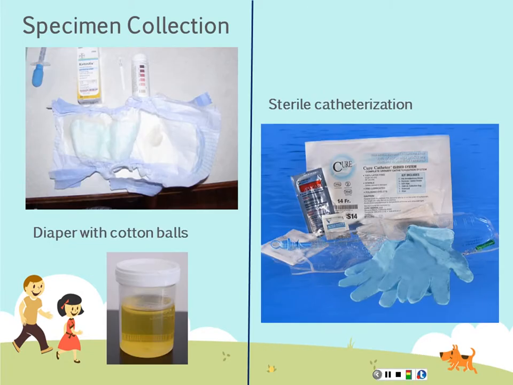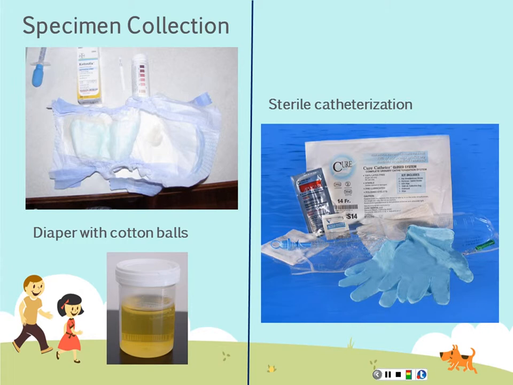Another way you can do that is to put cotton balls in the patient's diaper itself, and then turn around and squeeze the cotton balls into the specimen cup. And then if the child is old enough to understand, you may be able to get down with them and have them use a urine hat or some type of collection container, and you're able to complete a clean catch.